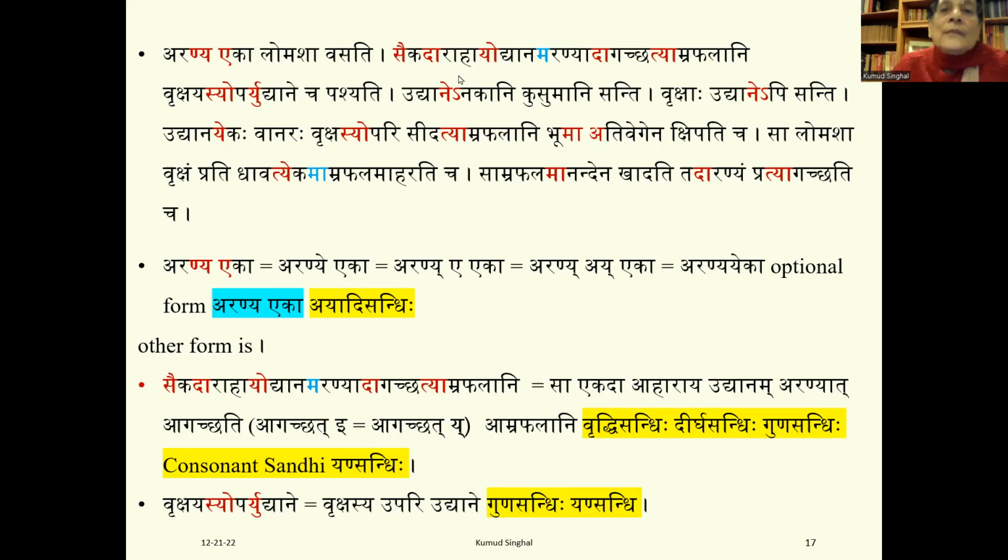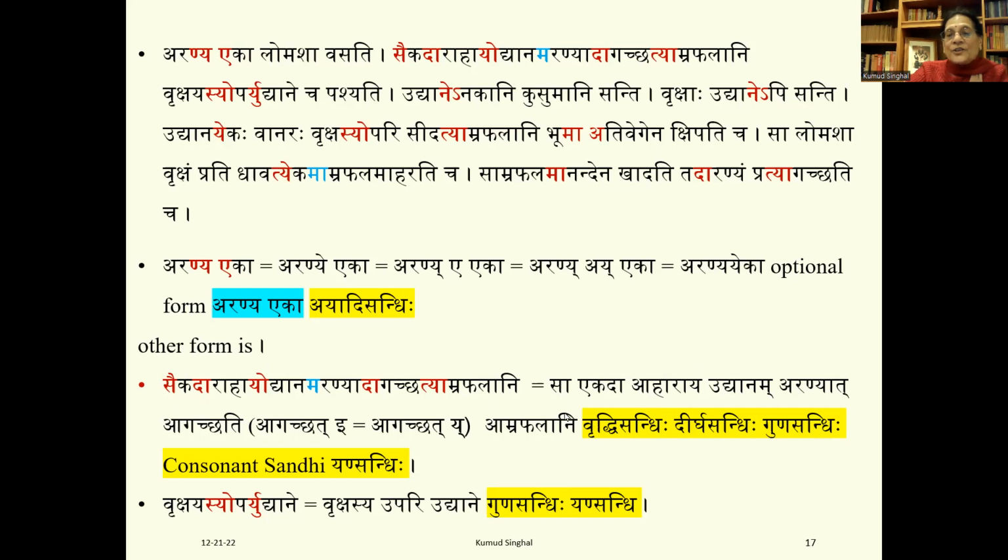All right. So now this long word is composed of 1, 2, 3, 4, 5, 6, 7 words. So this is composed of Sa, Ekada, Aharaya, Udyanam, Aranyat, Agachati, Amraphalani. So let's see how these sandhis resulted into this word.